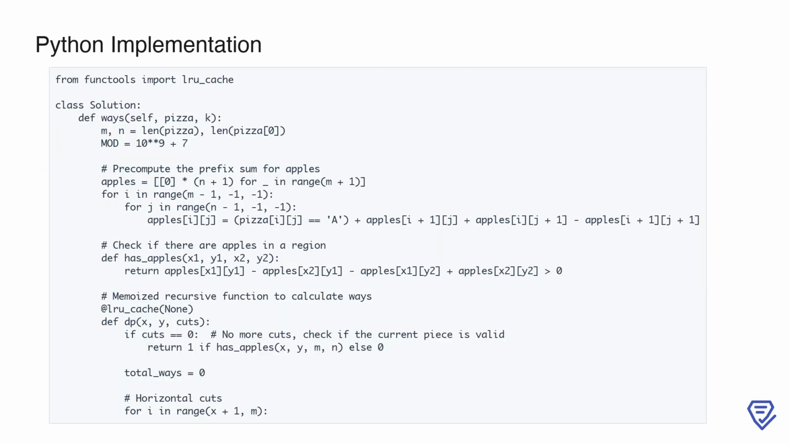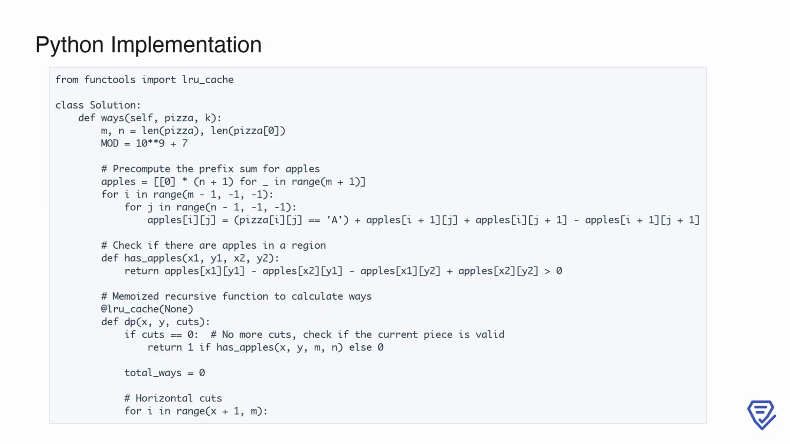Here, we begin by importing the lru_cache decorator from the functools module, which we'll use to optimize our recursive function. Inside the Solution class, we define the ways method that takes the pizza grid and the number of pieces, k, as inputs. First, we determine the dimensions of the pizza grid, m for rows and n for columns, and define a constant mod to handle large numbers for our output.